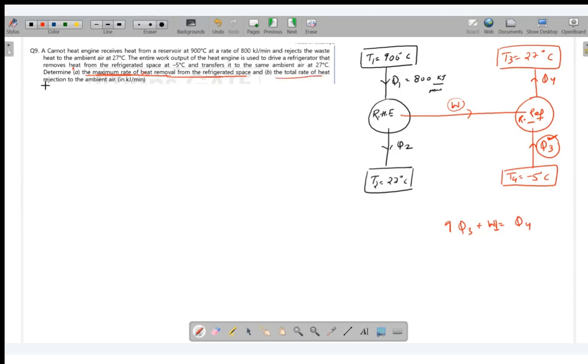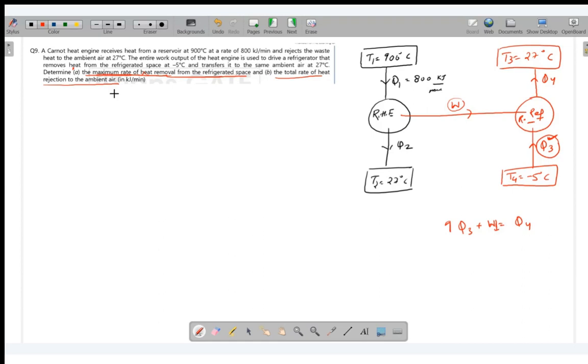Okay. Second is the total rate of heat rejection to the ambient air. So now tell me what I need to find out. B part, what I need to find out. Q1, Q2, Q3, Q4, what I need to find out. Jay is saying Q4, Sujana is saying Q4. Anyone else? Guys, Q4 is not the correct answer, so please try.